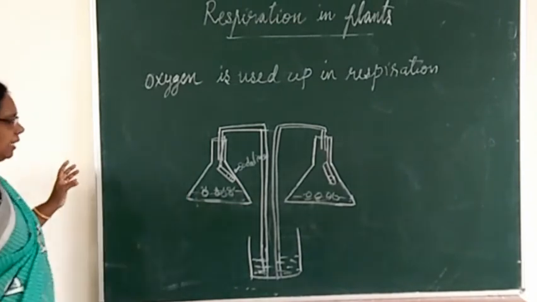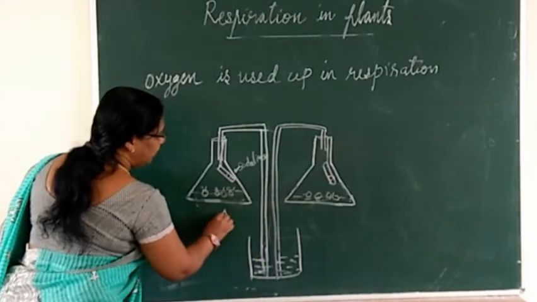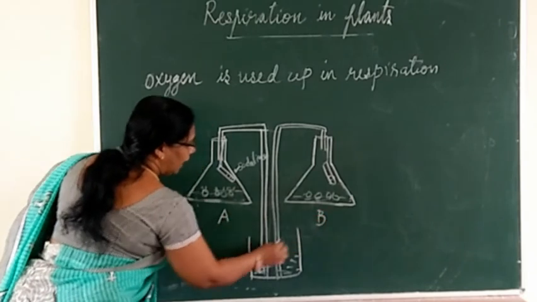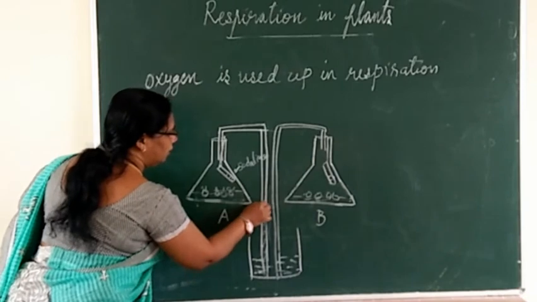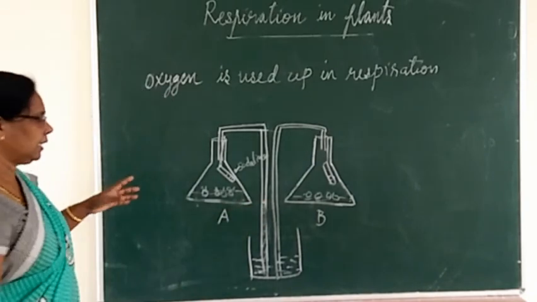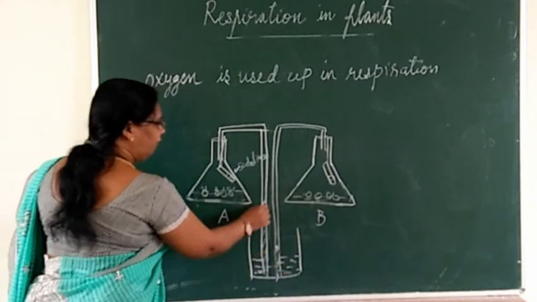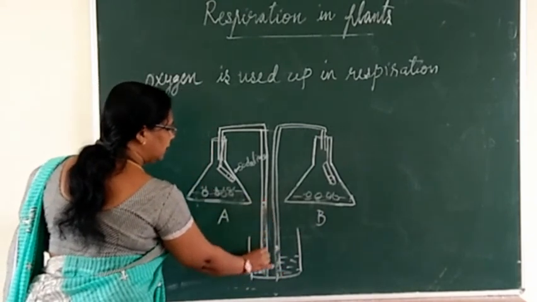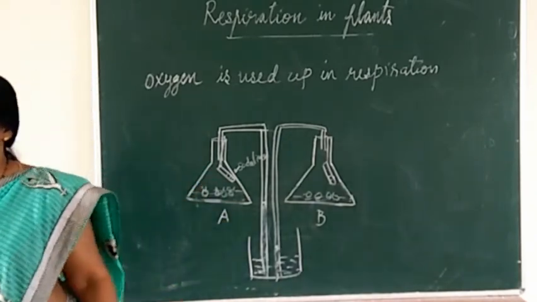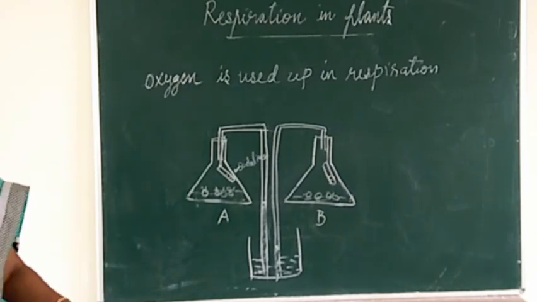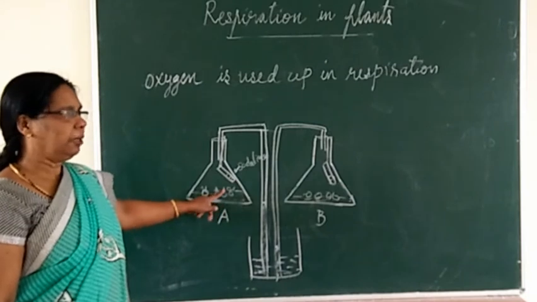Afterwards you can see the level of the water in this glass tube, let this be A and let this be B. In A you can see the water level rising, whereas in B you can see only a little. What does this show? This shows that this plant after 3-4 days starts to germinate.